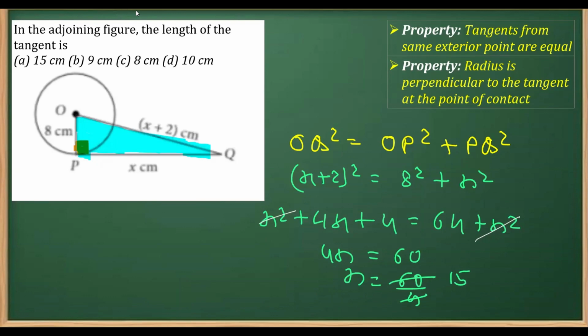So we'll say that the length of x we got as 15, and they asked for the length of the tangent, and the tangent is PQ, which is equal to 15. So that's how we did this question. Let's move to the next.